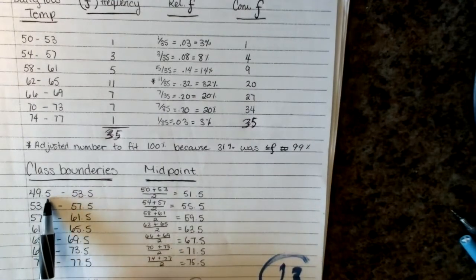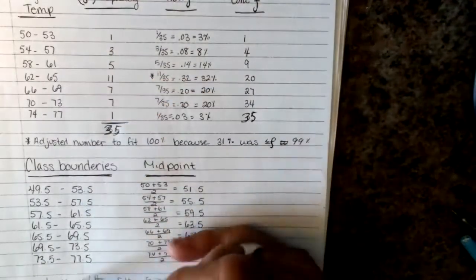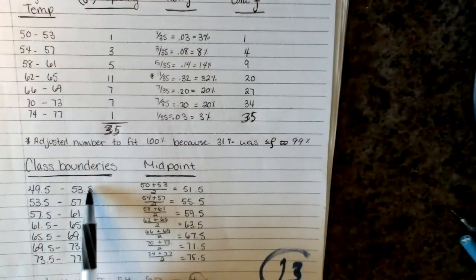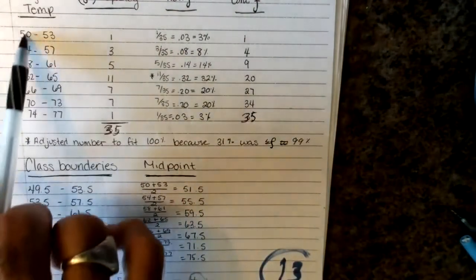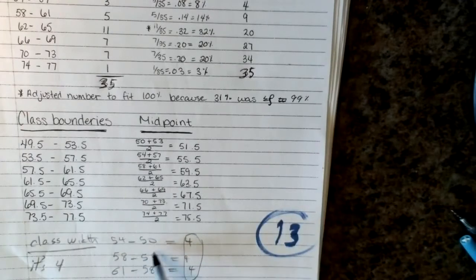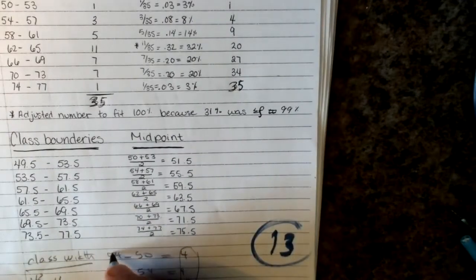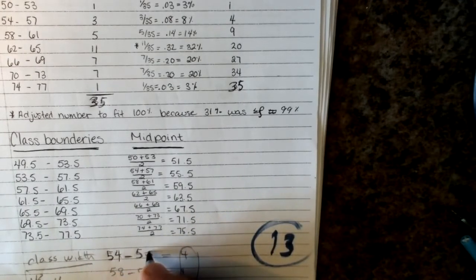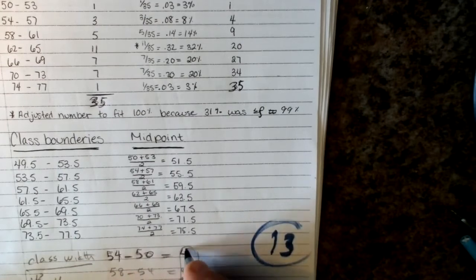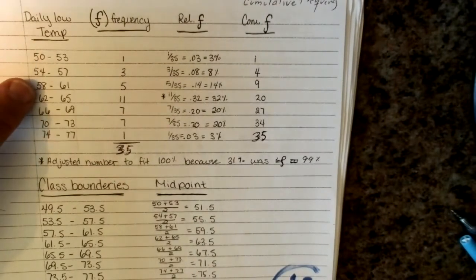I show you the class boundaries. You just add 0.5 to all these numbers and subtract it from them. That's how you come up with the class boundary. Class midpoint, you take the average of these two. See, I explain that here. How do I find the class width? Class width is the difference of those two numbers. So you go from 54 to 50, that is 4. That's your class width, okay? Go from 50 to 54, 54 to 58, that's the class width.